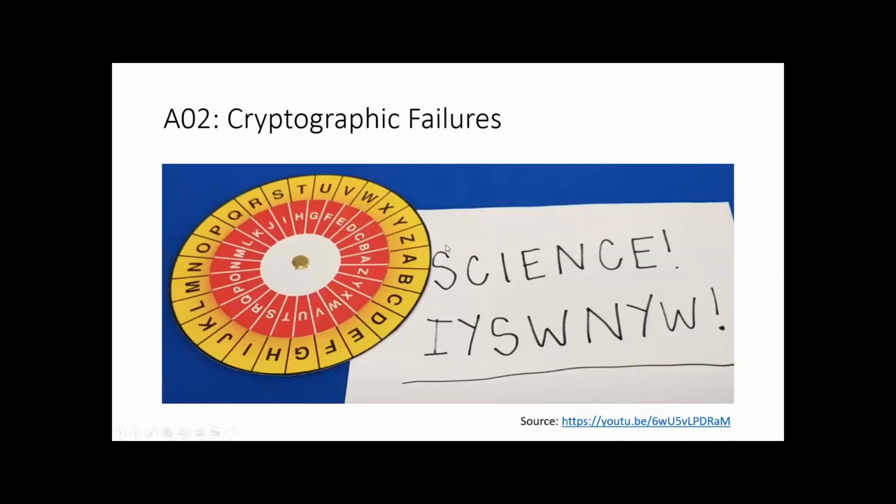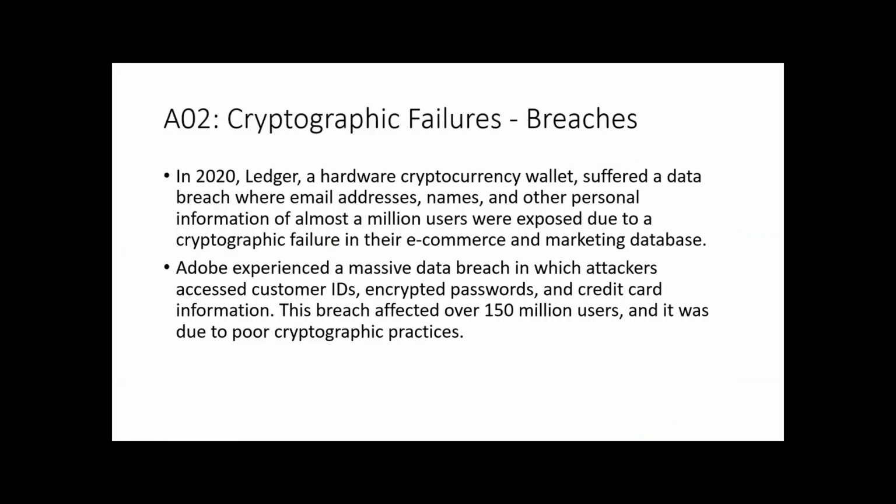So if I type science and there is an inner circle, I can select based off of science, S, I, C, Y. So you can see that I have encrypted this specific word based off of this wheel cipher. This is a simple cryptographic example, but there are real-world commercial applications which were exploited due to their cryptographic failures.